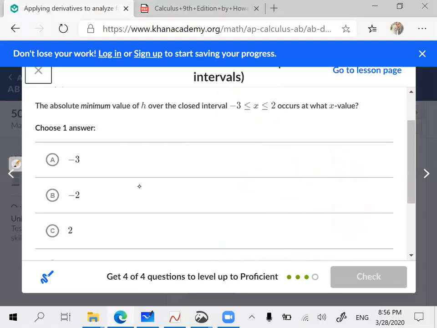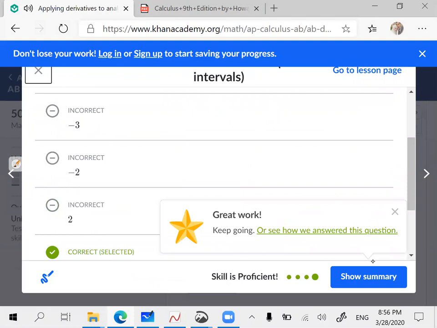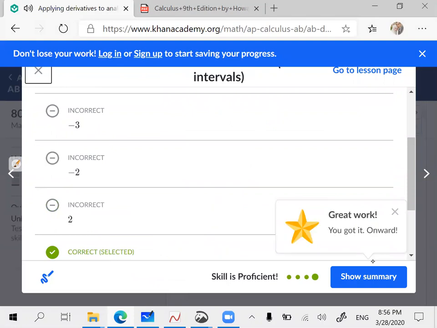So now we write here 1 and we are done. And you can make more practice. Let me go to the second section.